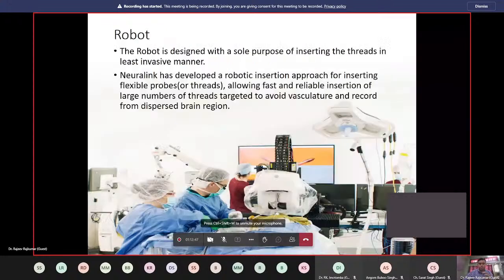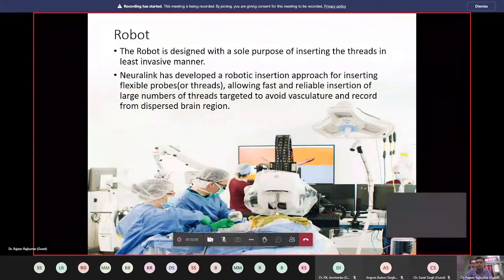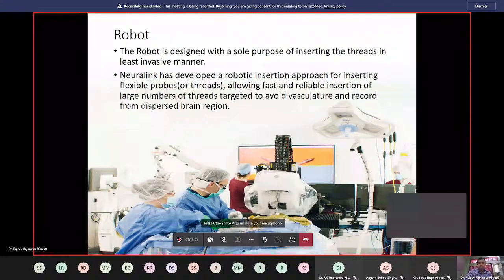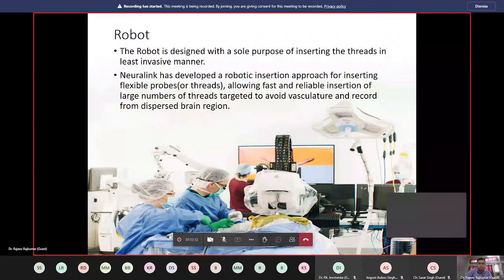And here, while inserting, it's very sophisticated. Elon Musk's team has built one robot specifically designed for inserting this kind of thread in our brain. It's very risky, that's why. It should be errorless, it should be a very efficient one. So Neuralink has developed a robotic insertion approach for inserting flexible probes, or those threads, allowing fast and reliable insertion of a large number of threads, targeted to avoid vasculature and record from specific brain regions. So we do not harm any region inside the brain, because the brain is a very complex and very sensitive area of our body. So we need to be very careful while inserting. Even a human will have some errors, so I think they have built specifically a robot for inserting this kind of nano chip, I can say, or a kind of electrodes.